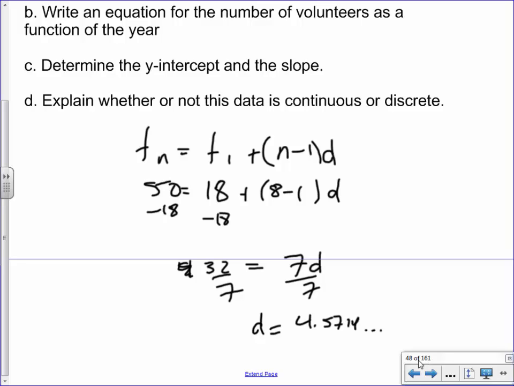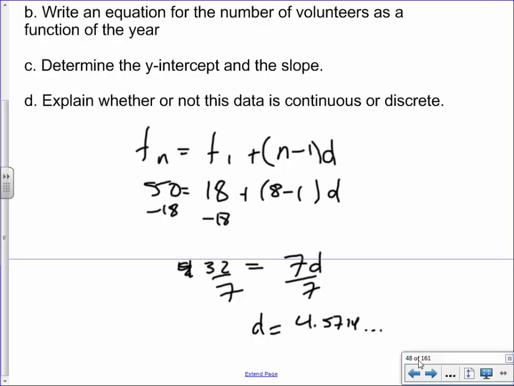Okay, so there's a good learning moment here. You can't actually have half a volunteer, right? So what must have happened here is we seem to be averaging about 4.5 volunteers more per year. But between the first year and the second year, there must have been actually 3 more volunteers. And the next time there was 6, and then the next year there was 3 again, and there was 5, then there was 4. Does that make sense?